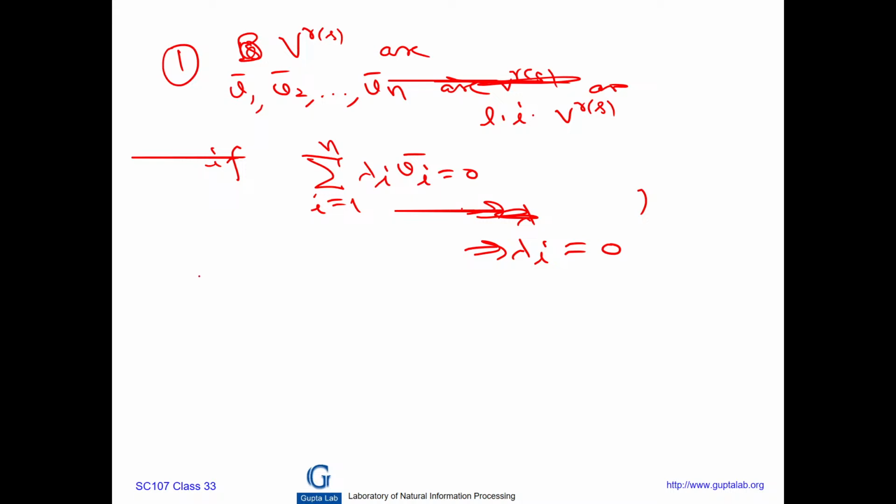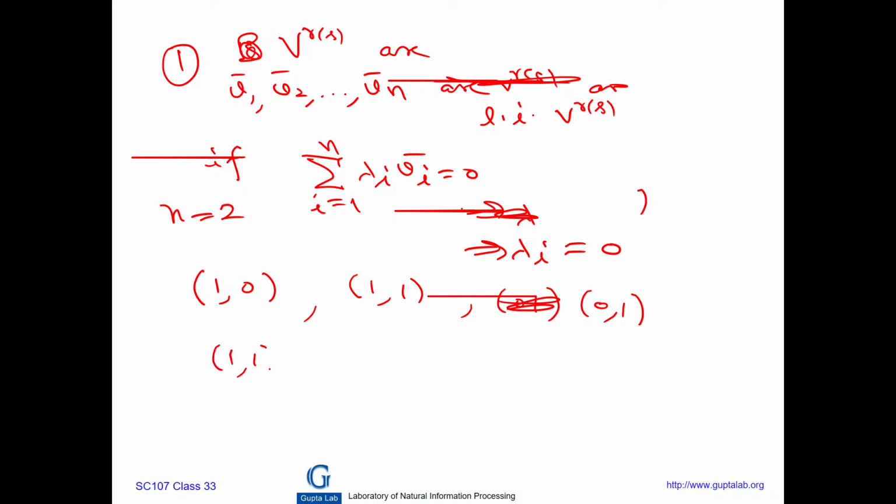One such example is, look at this. For n equal to 2, if I take (1, 0), (1, 1) and (0, 1), these are the three vectors. Are they linearly independent or dependent? Dependent, because (1, 1) is a linear combination of (1, 0) plus (0, 1). The scalars turn out to be 1 times (1, 0) plus 1 times (0, 1). So I am able to find a relationship among all the vectors. So these are linearly dependent vectors.